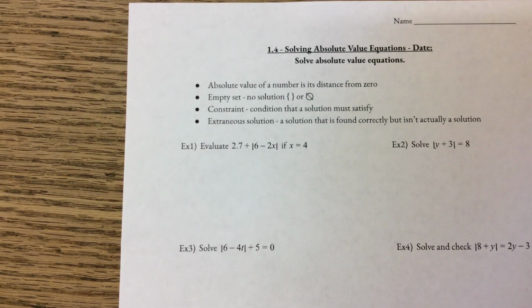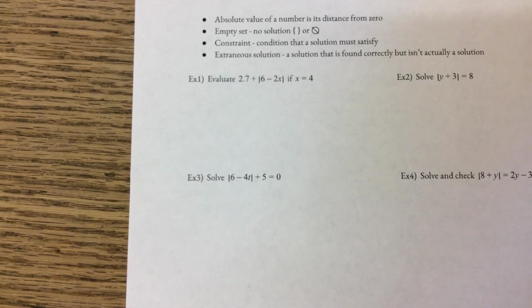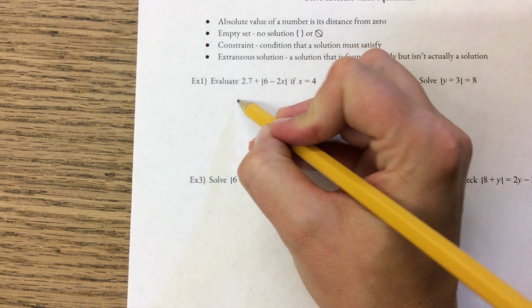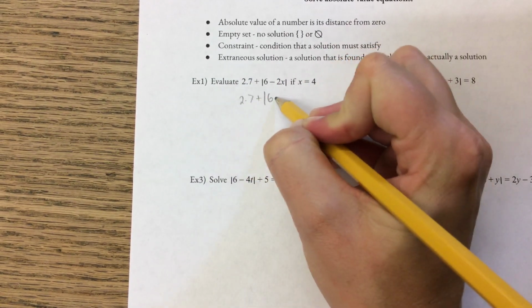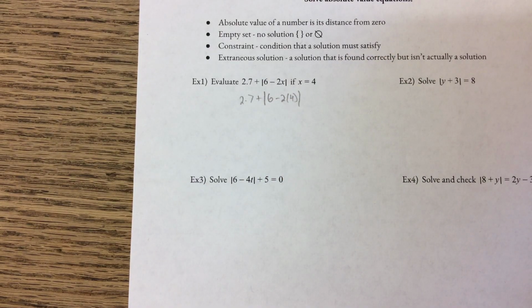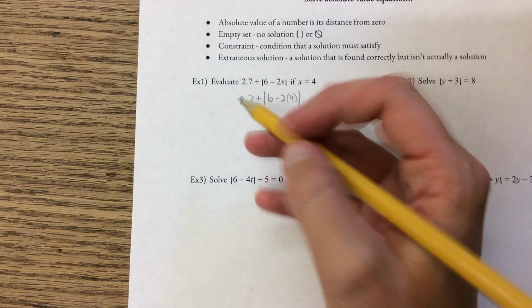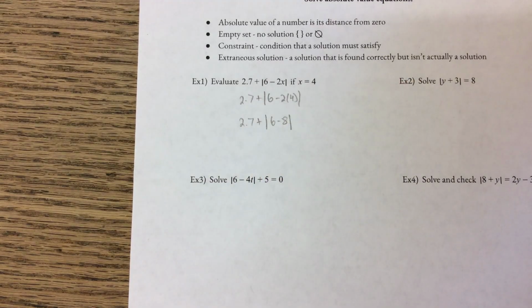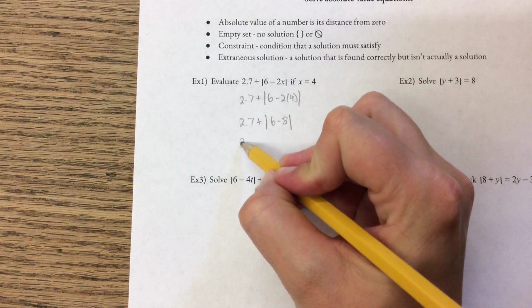So let's go through each of these examples. Example 1 says evaluate 2.7 plus the absolute value of 6 minus 2x, if x is equal to 4. So I'm going to substitute a 4 in there for the x, and then we're going to simplify this. Using my order of operations, I'm going to work on the inside and do multiplication, and then subtract inside there.